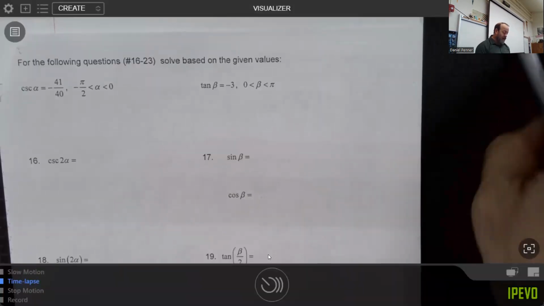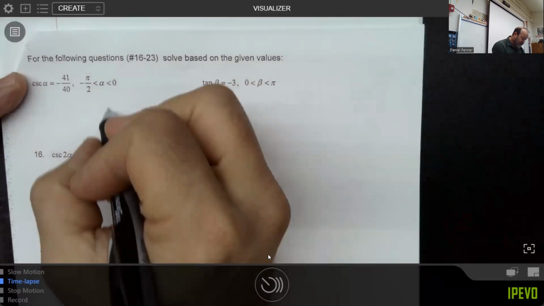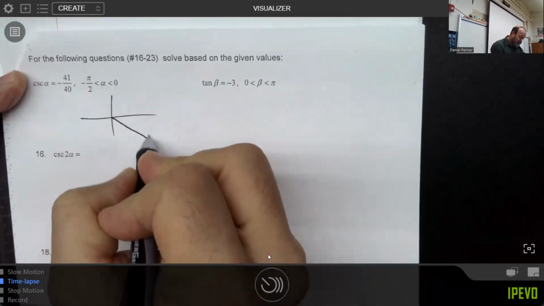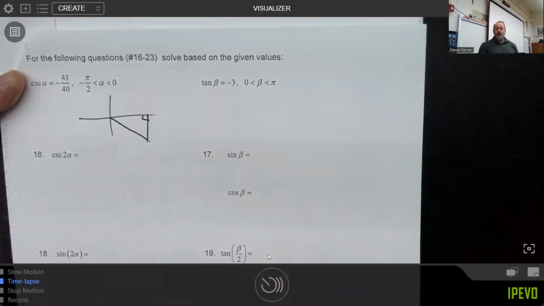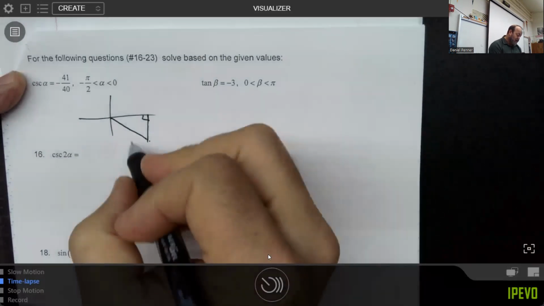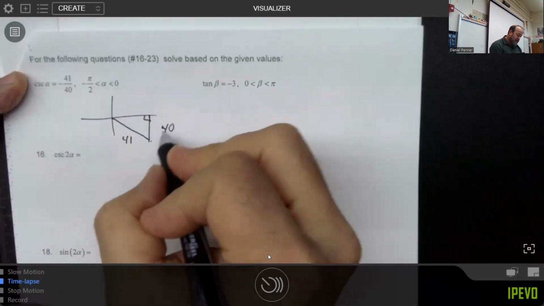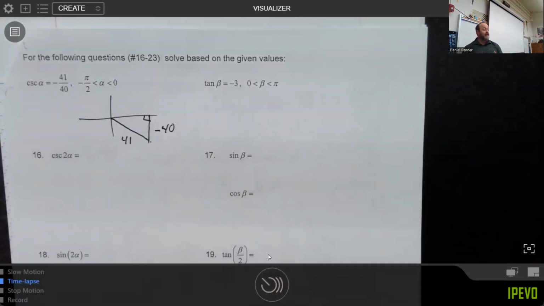So the first thing that we know in this problem is that I'm telling you to draw an angle between negative pi over 2 and 0. So draw that down in the fourth quadrant. And please notice that it's a negative angle. It's not rotating around the circle into the fourth quadrant. It's rotating down. So this is a slightly negative angle. And the cosecant is the hypotenuse divided by the opposite. And notice that's negative, and that makes sense.